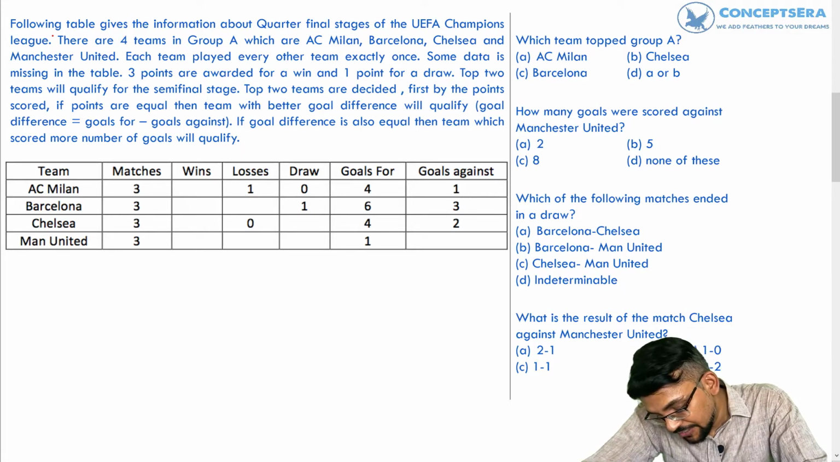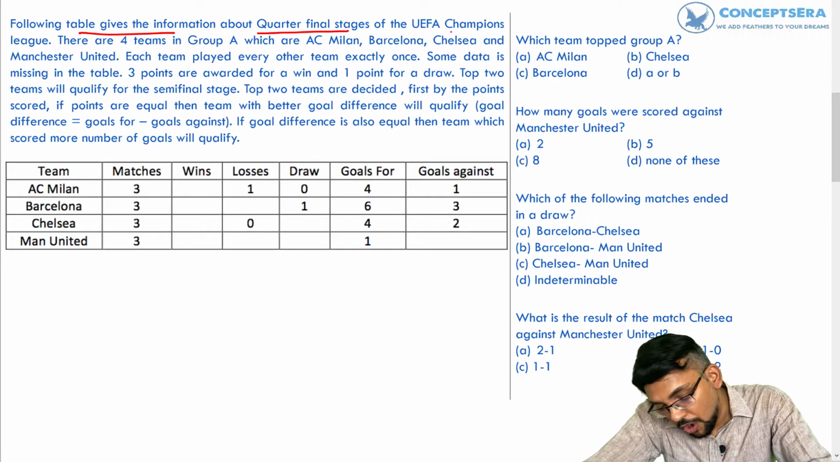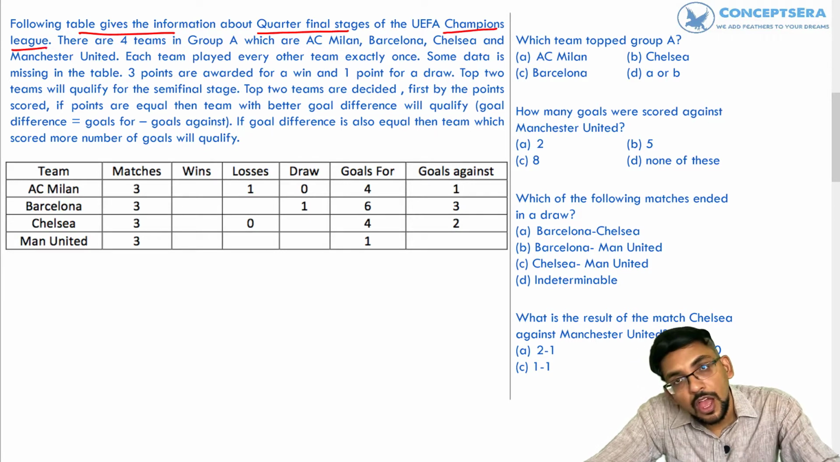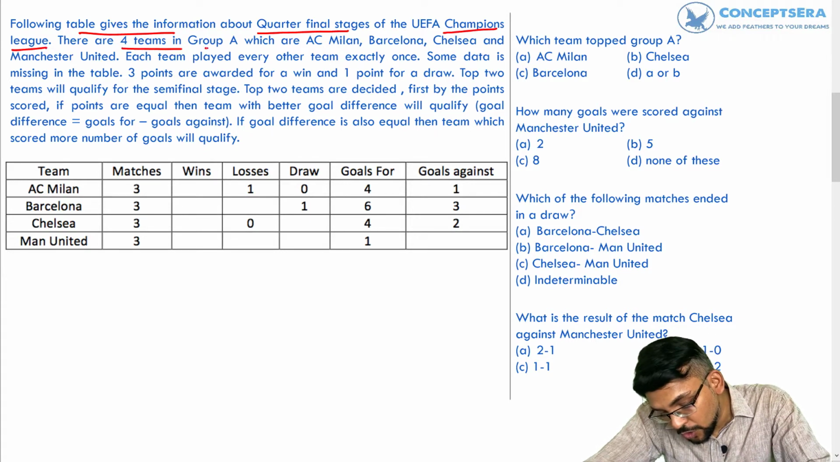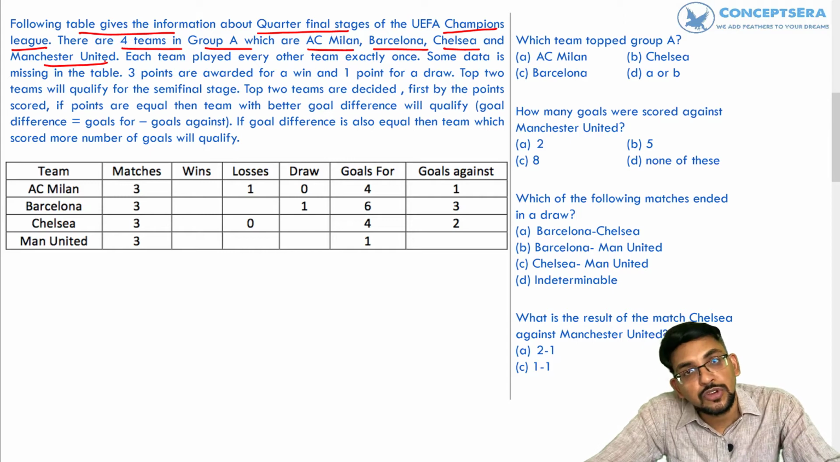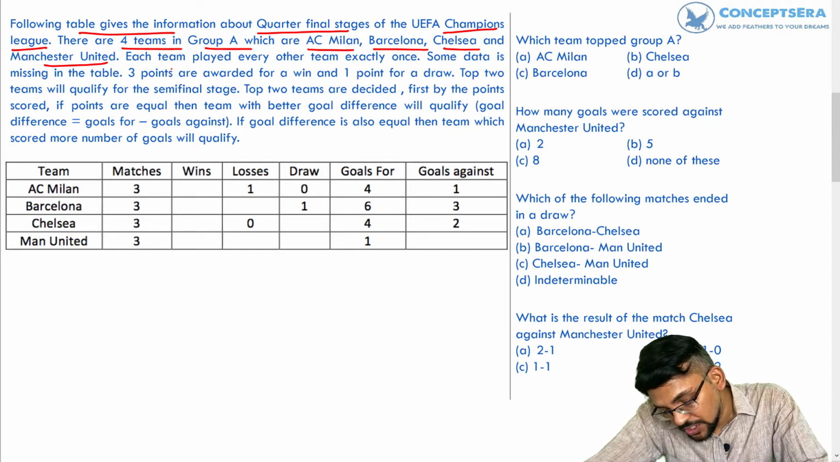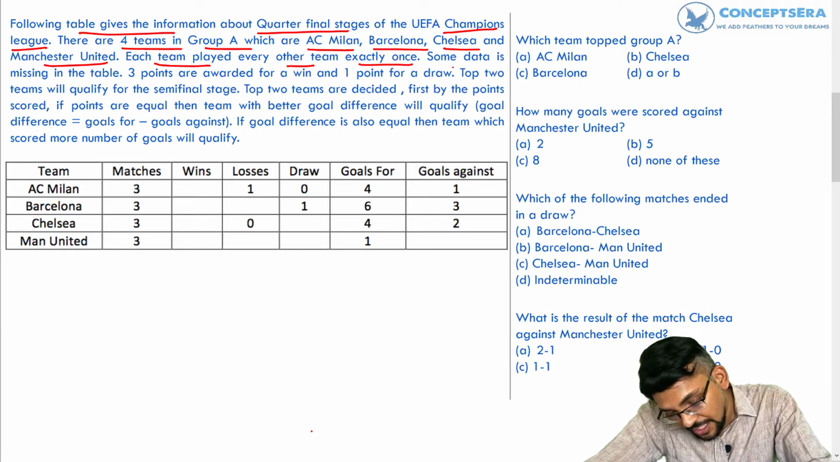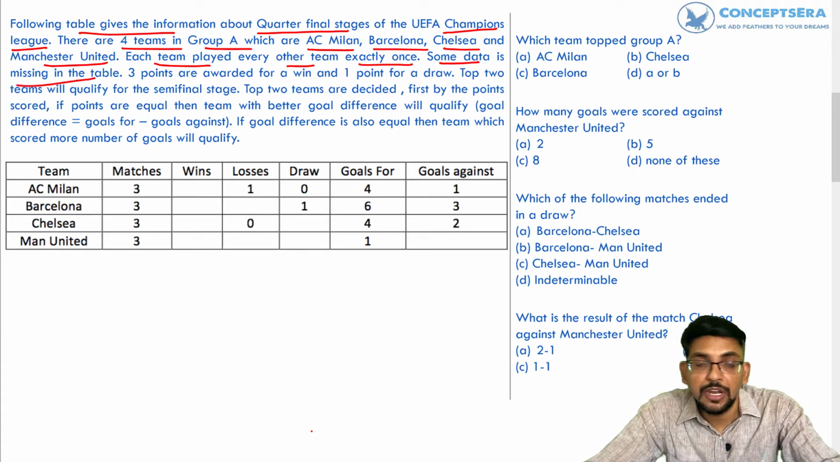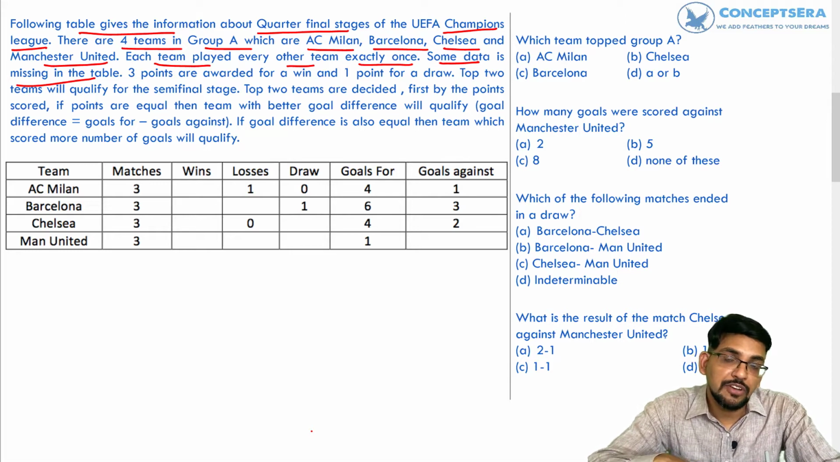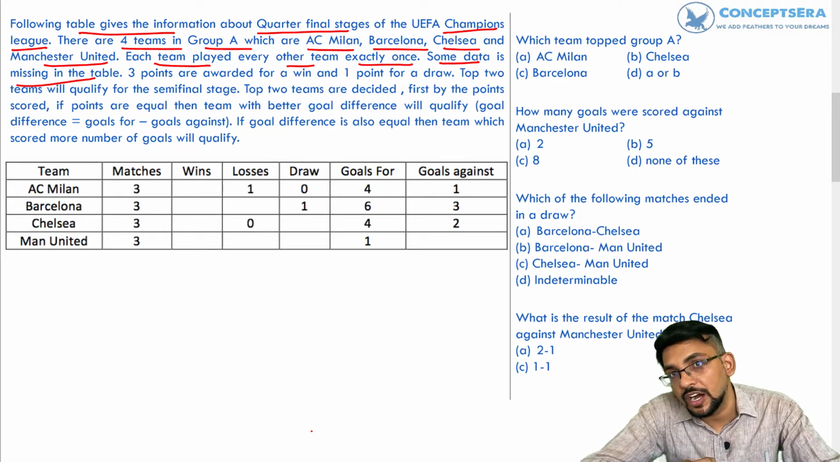So if you look at what is given to us, the following table gives information about the quarter-final stage of a particular championship. And there are 4 teams involved in Group A. And those teams are AC Milan, Barcelona, Chelsea and Manchester United. Further, it is given to us each team played every other team exactly once. And finally, they are saying some data is missing from the table. So when some data is missing from the table, it means we have to fill the missing data in the table.